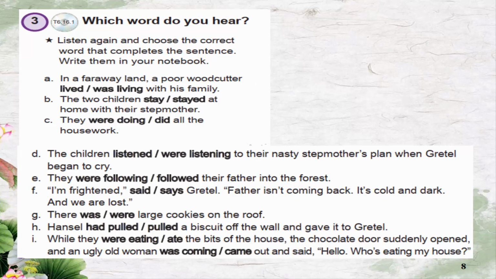Now, let's start checking your answer with the correct answer. Letter A, the correct answer is lived, with D at the end. It is in past simple. B, stayed, with ed at the end. It is also the past simple. C, did, it is the past simple. Did, it is from the word do in present, and in the past we use did.